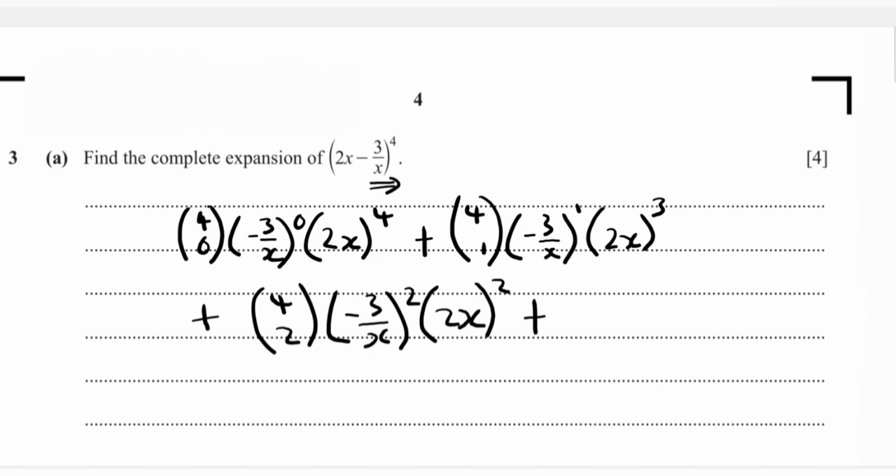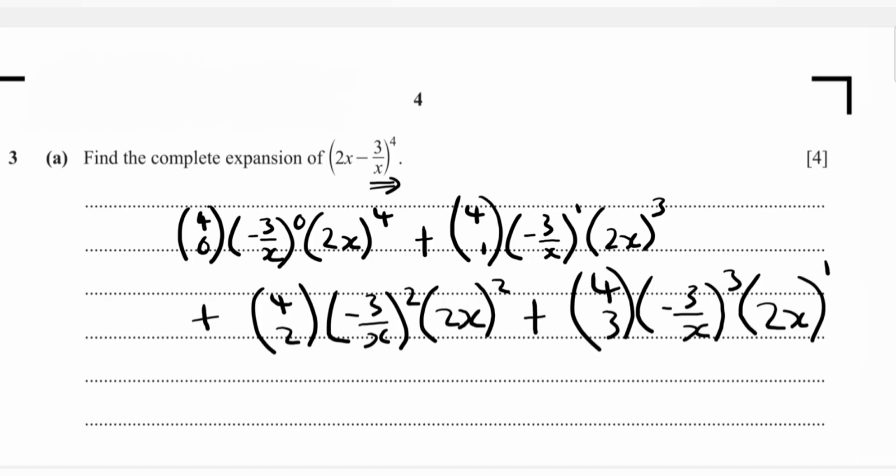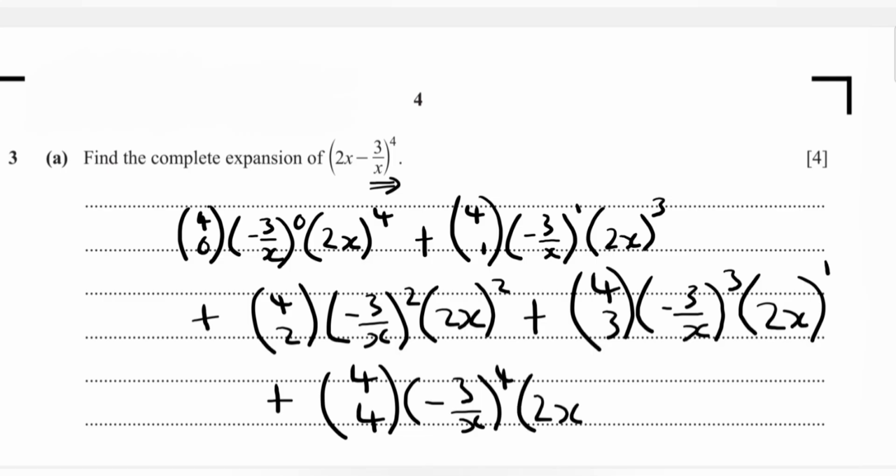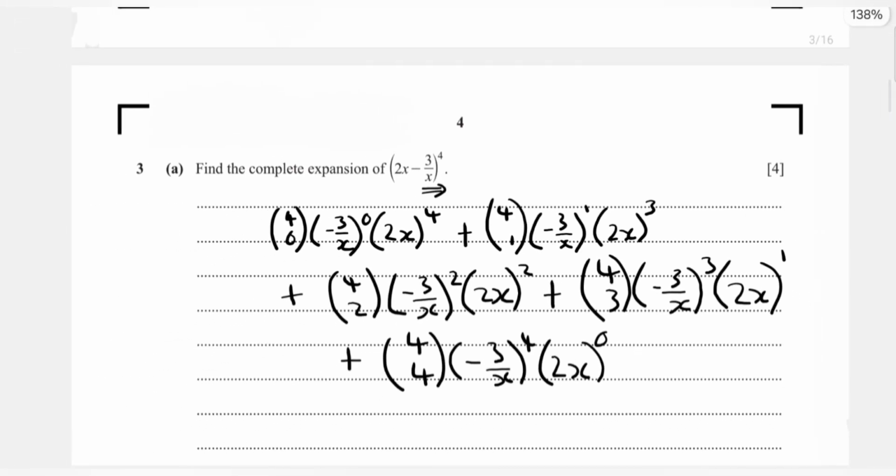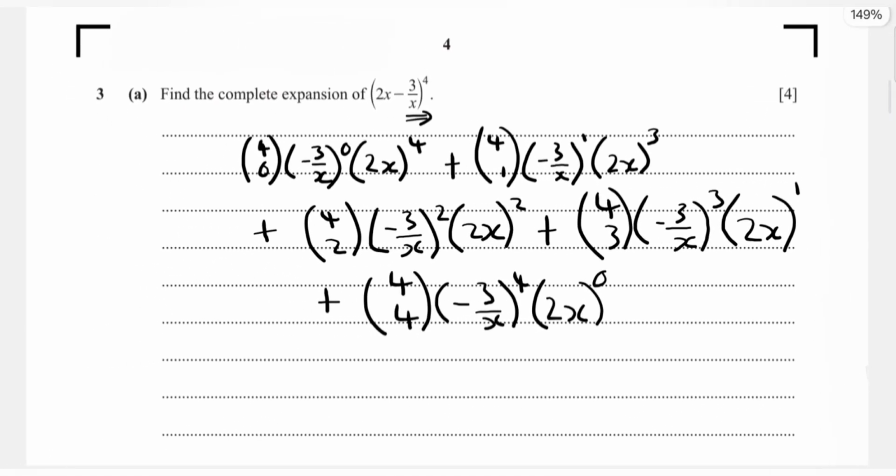Then we add this, 4 choose 3, then you say minus 3 over x to the power 3, then 2x to the power 4 minus 3, that's 1. Then for the last term, that's 4 choose 4, then minus 3 over x to the power 4, and 2x to the power 4 minus 4, which is 0, right? We can't go on from here because we can't choose 5 from 4, right? So we're just left with simplifying this, right?